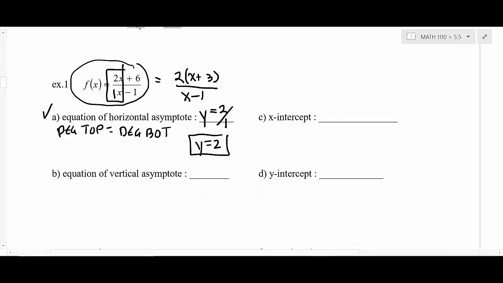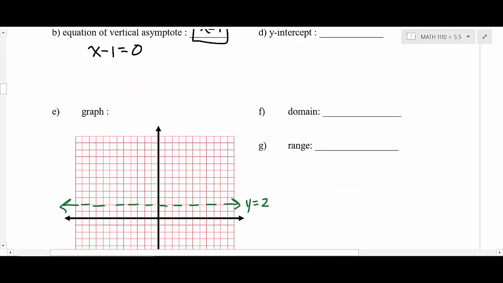Vertical asymptote. What do you look at to find the vertical asymptote? The bottom. Okay, so what is it? X equals 1. Good. Okay, so you set the bottom equals 0, solve the equation. You can do that in your head. So that's x equals 1. Okay, so we got that. So go ahead and go to your graph and draw a vertical line through x equals 1.